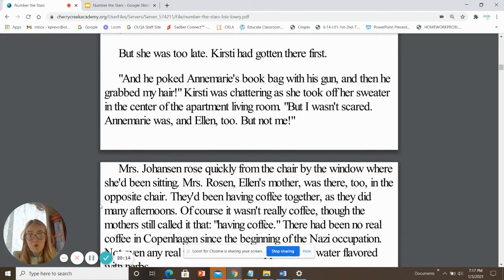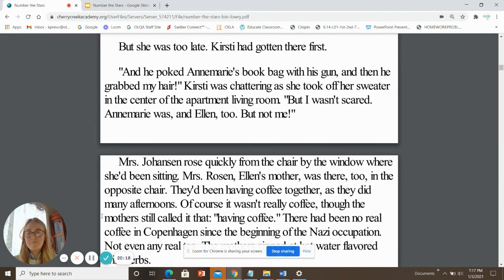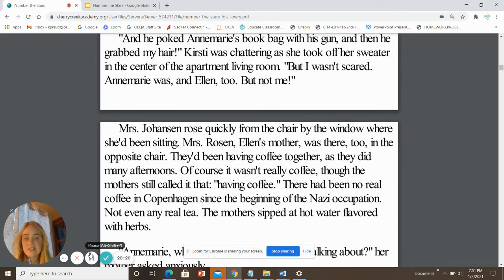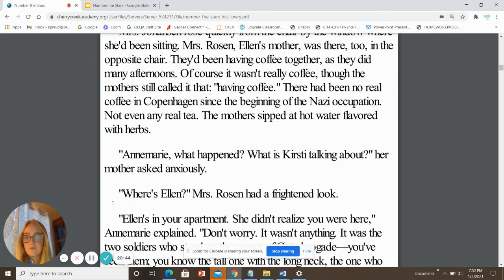Mrs. Johansson rose quickly from the chair by the window where she had been sitting. Miss Rosen, Ellen's mother, was there too, in the opposite chair. They had been having coffee together, as they did many afternoons. Of course it wasn't really coffee, as the mother still called it, having coffee. There had been no real coffee in Copenhagen since the beginning of the Nazi occupation, not even real tea. The mother sipped at hot water flavored with herbs.